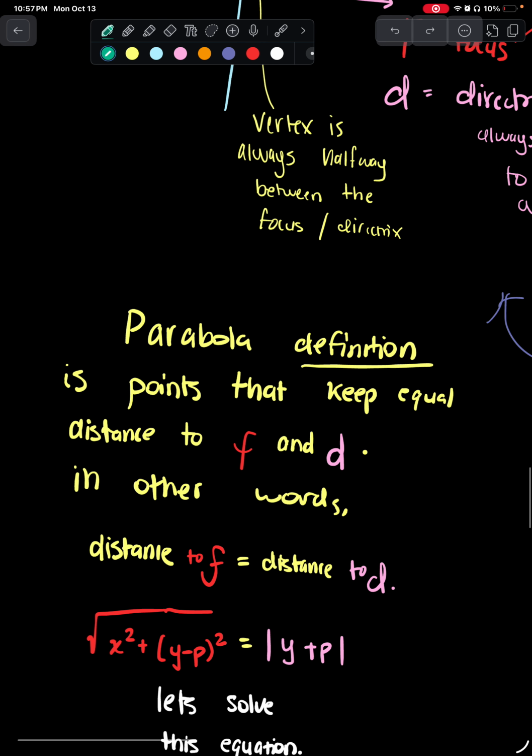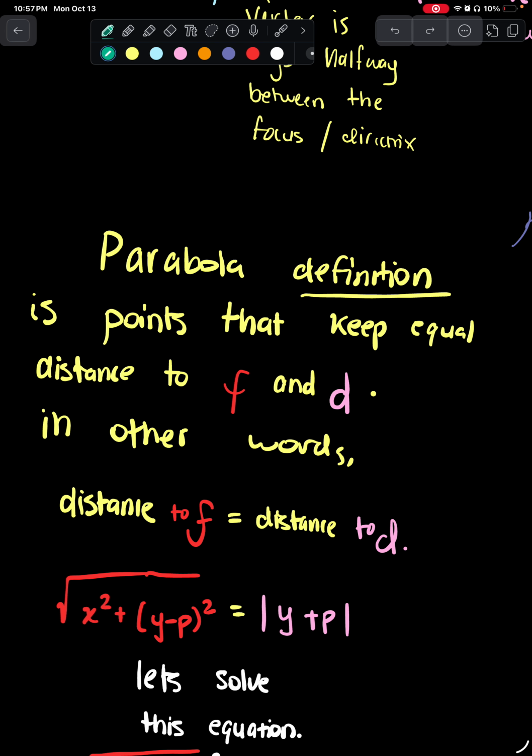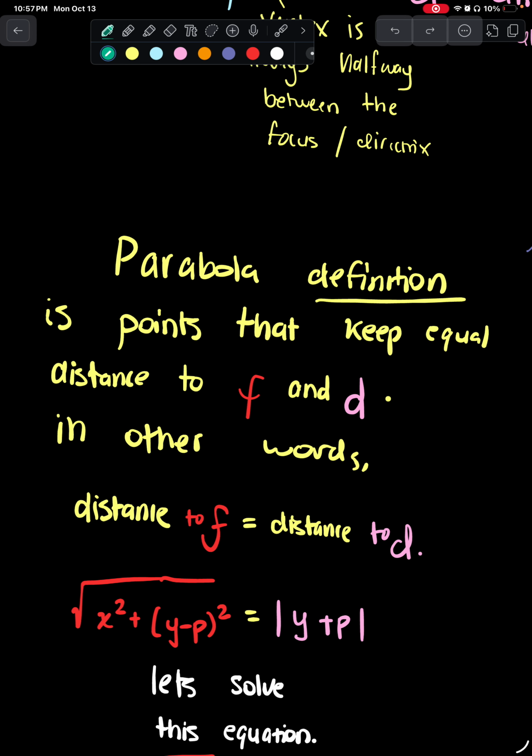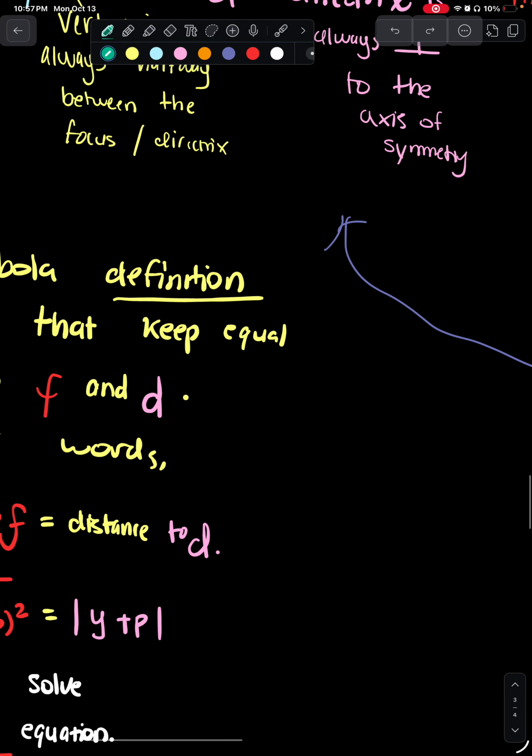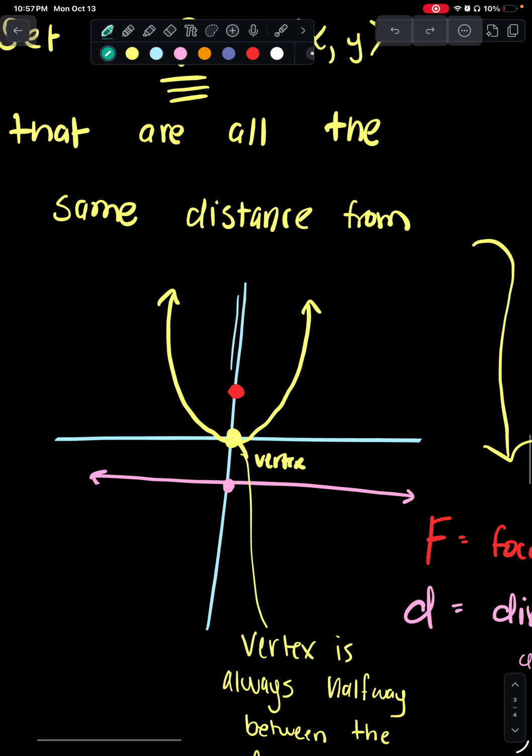Now we're going to revisit this definition again. A parabola is the points that keep an equal distance to F and D. In other words, the distance to F is always going to be the same as the distance to D. So, like in this problem, the distance to here is always the same as the distance to here, even though it doesn't look like it.